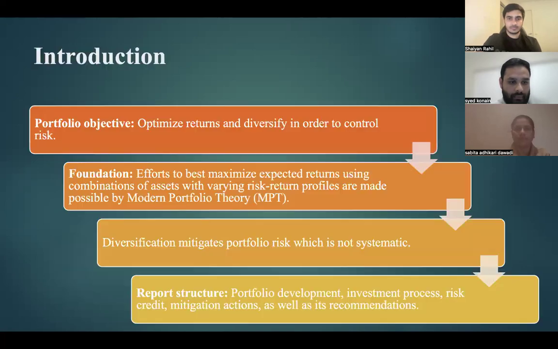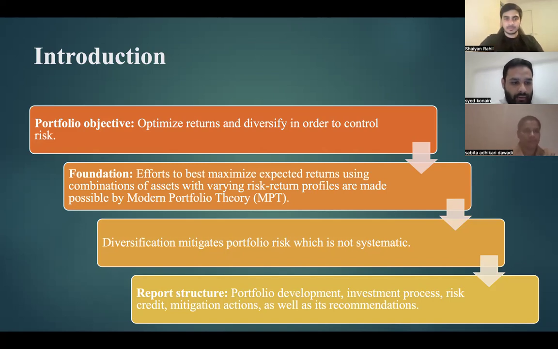Next slide. The main aim of our portfolio is to achieve maximum returns and adequately manage risk through good portfolio diversification. We have based our process on modern portfolio theory, which shows that combining different risk-return assets could help investors realize optimal expected returns. Diversification is all about lessening unsystematic risk by spreading investment across different asset classes.